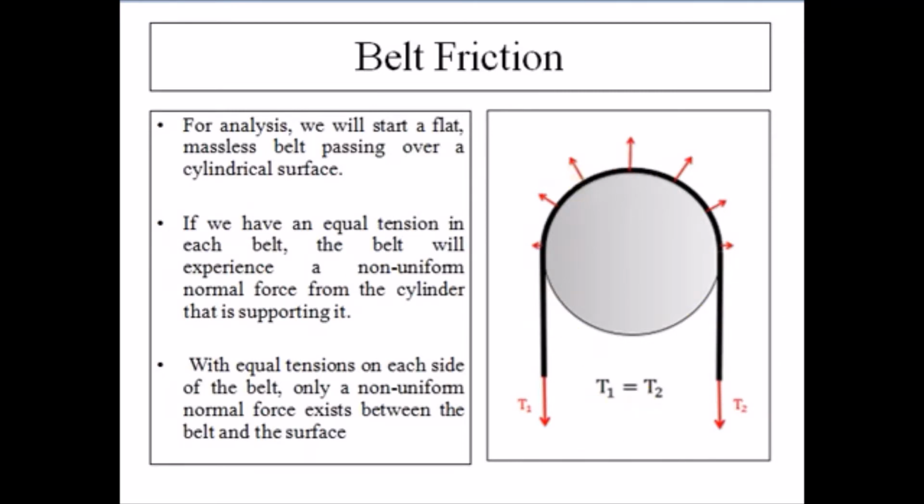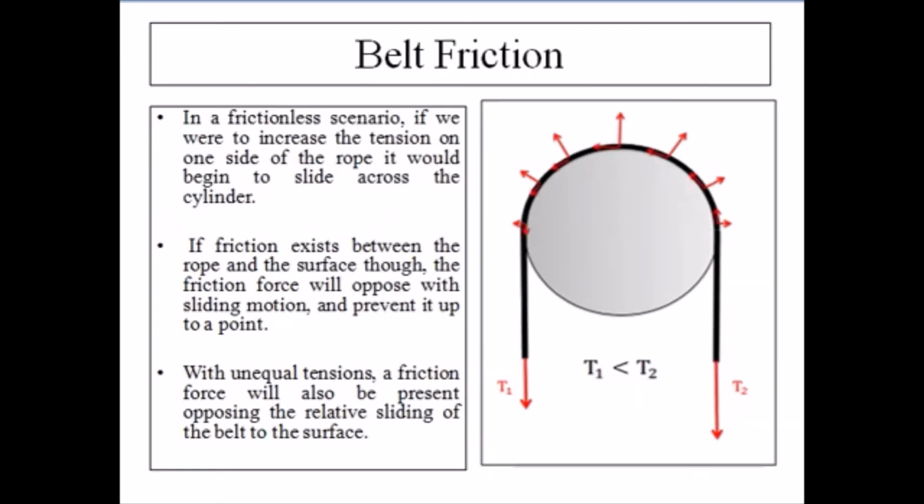If we have an equal tension in each belt, the belt will experience a non-uniform normal force from the cylinder, that is the support. So here T1 is equal to T2, and hence we can see that there is a non-uniform force all over. With equal tensions on each side of the belt, only a non-uniform normal force exists between the belt and the surface. So if both the tensions are the same, a non-uniform normal force exists. What is the other case? If either of them is greater or smaller.